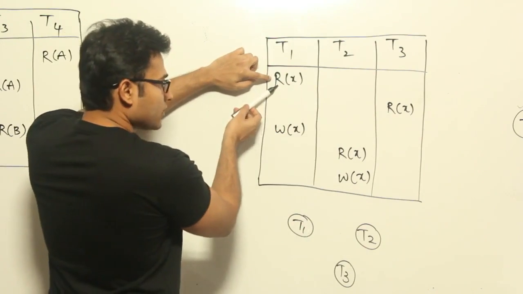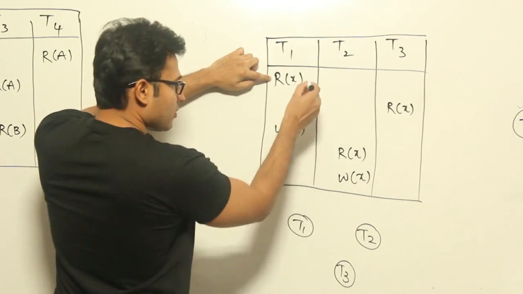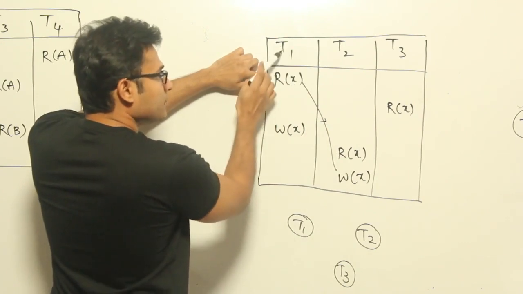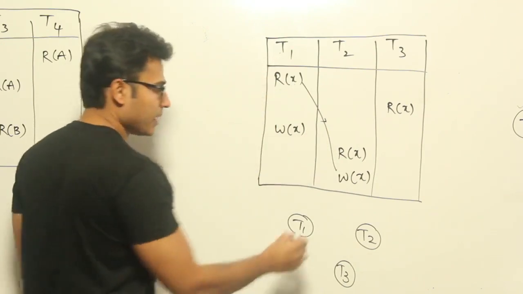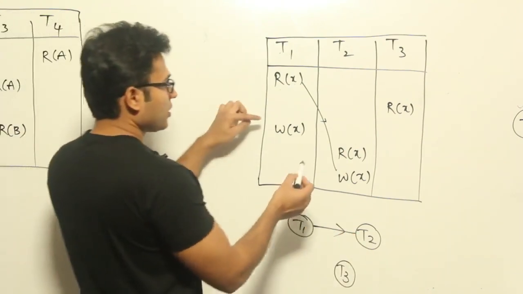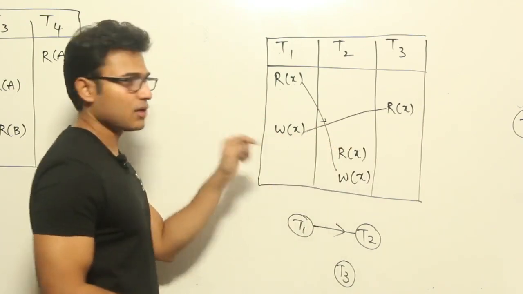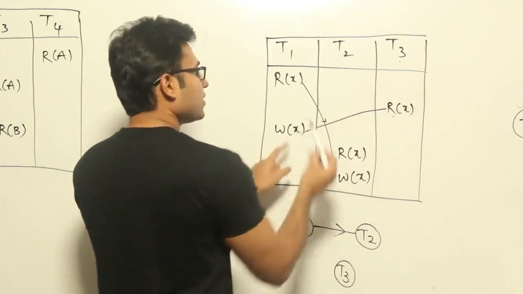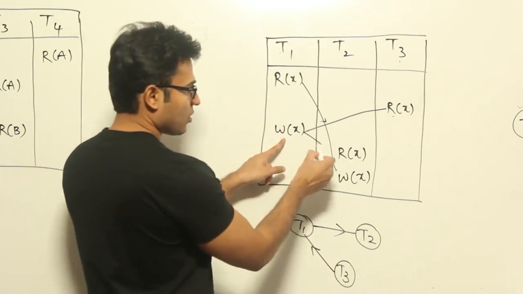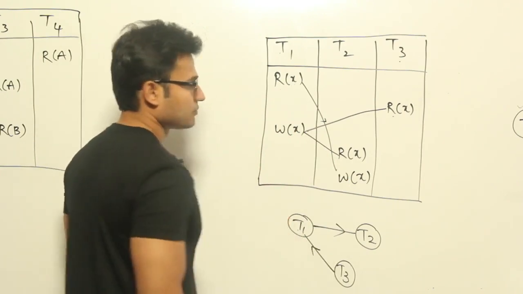Now if you see this, Rx, no conflict, Wx, yes, there is a conflict. Therefore, it is clearly showing a conflict, and in this conflict, T1 is appearing first, then T2. Therefore, there has to be an edge from T1 to T2. Correct? And what about this one? Compare with this one. Yes, there is a conflict. Now in this conflict, T3 is appearing first and then T1. Therefore, from T3 to T1. Right? And again there is a conflict. In this conflict, T1 is appearing and then T2. Therefore, T1 to T2. Right?